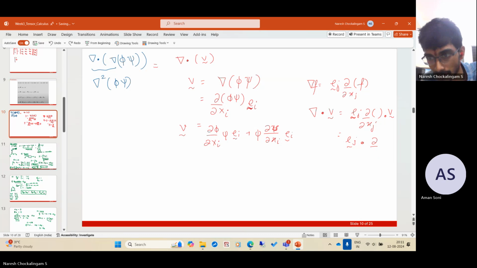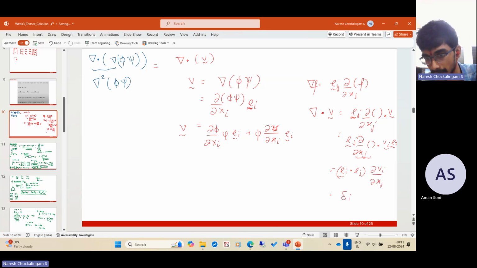So this is nothing but partial xj dot product with vi ei, because I cannot reuse j. This vi is a scalar, and ei and ej are basis vectors which are independent of xj. So you can dot product them separately. It is ei dot ej times partial vi partial xj. What is ei dot ej? It is delta ij partial vi partial xj. So this is nothing but, in place of i you replace with j, partial vj partial xj.